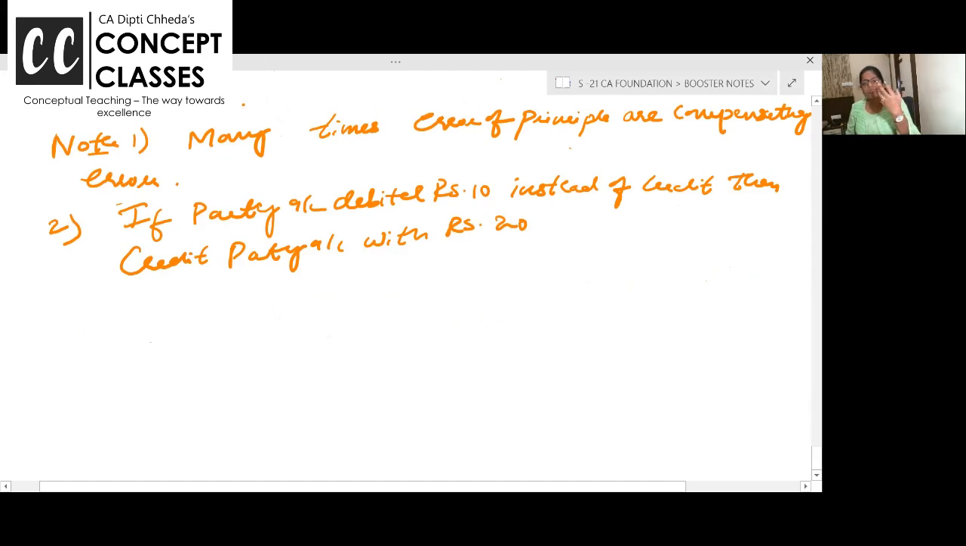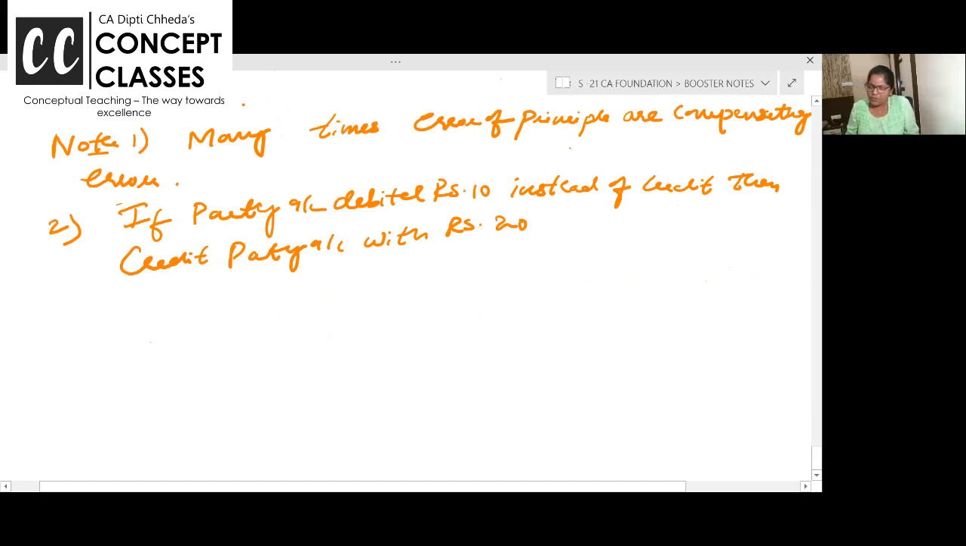If party account is debited 10 instead of credit, you debited it. Then credit the party account with 20 rupees. This rectification is important for CA Foundation and CMA, the Foundation and Inter.